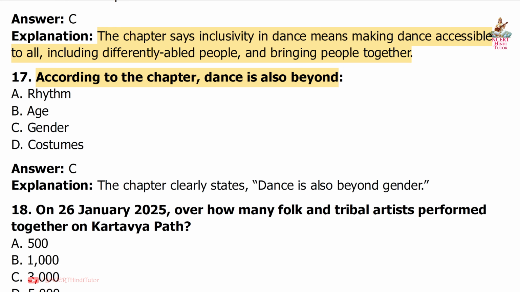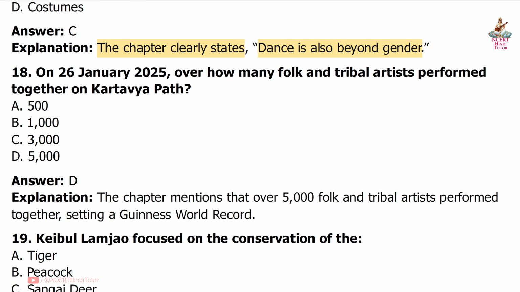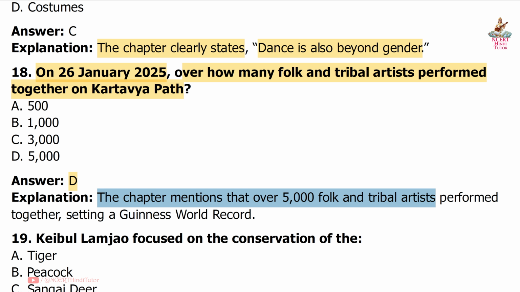17. According to the chapter, dance is also beyond. Answer C. Explanation. The chapter clearly states dance is also beyond gender. 18. On 26 January 2025, over how many folk and tribal artists performed together on Kartavya Path? Answer D. Explanation. The chapter mentions that over 5,000 folk and tribal artists performed together, setting a Guinness World Record.